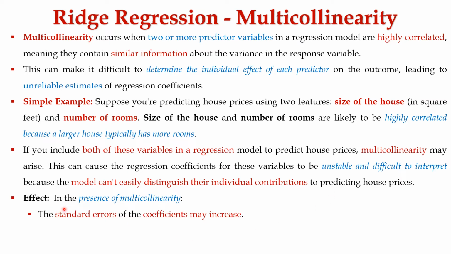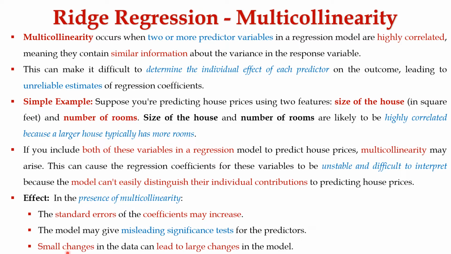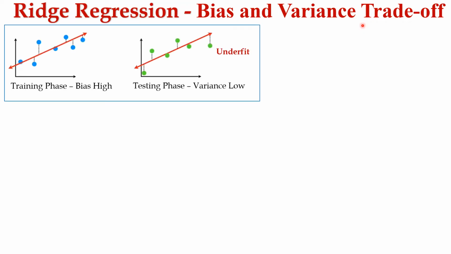Effects: in the presence of multicollinearity, the standard errors of the coefficients may increase. The model may give misleading significance tests for the predictors. Small changes in the data can lead to large changes in the model. Now let's learn about the bias and variance trade-off.